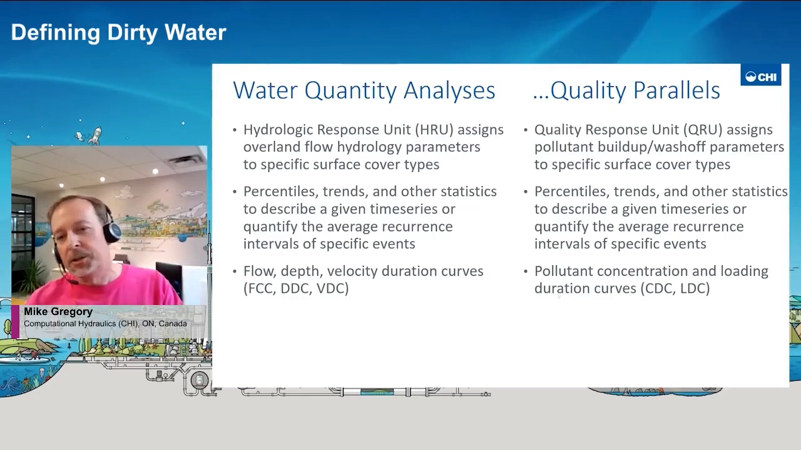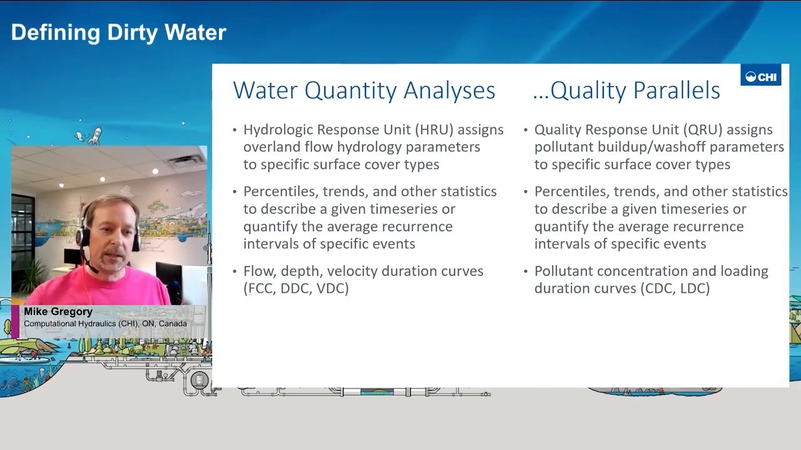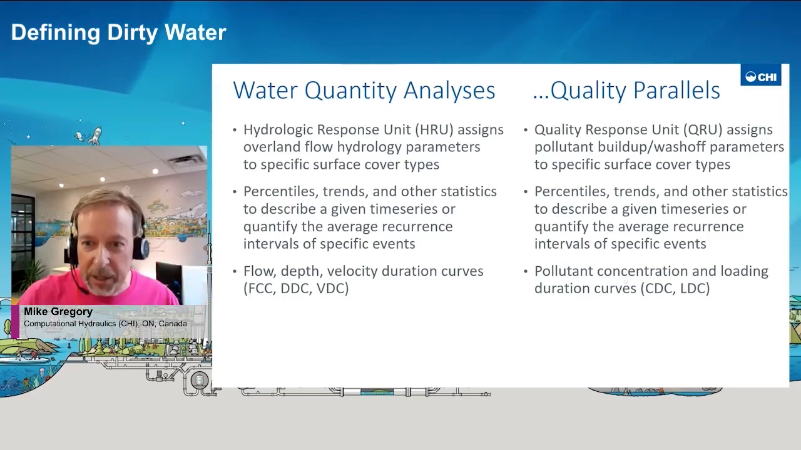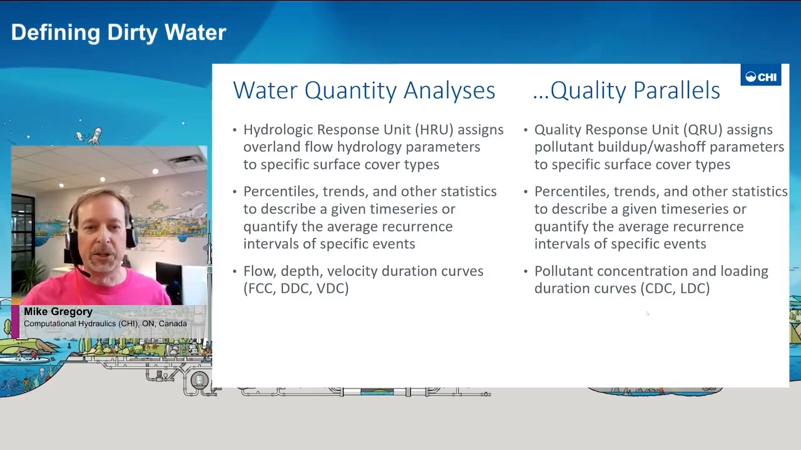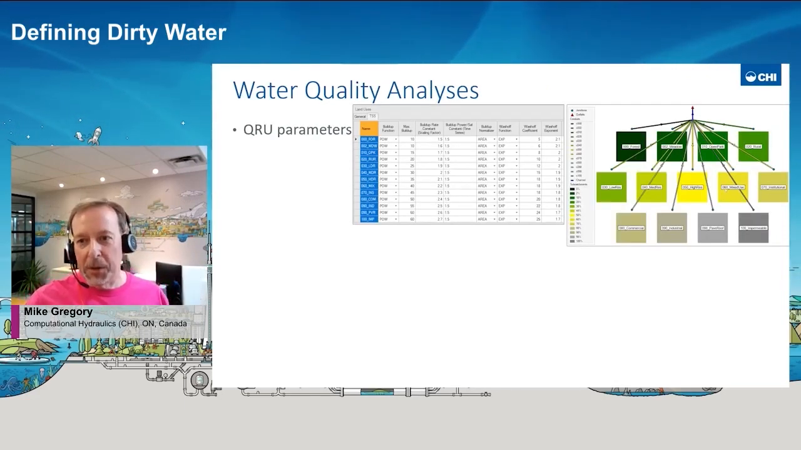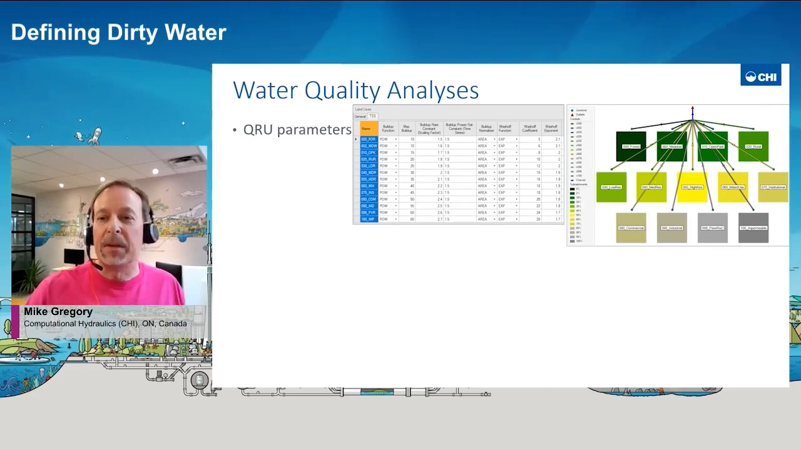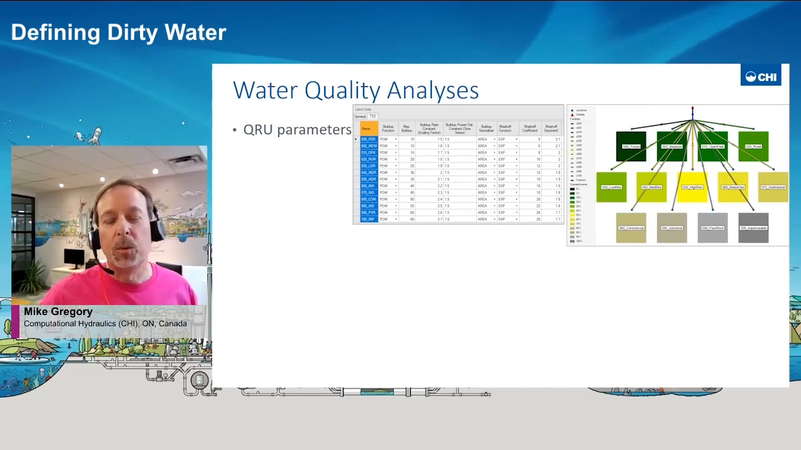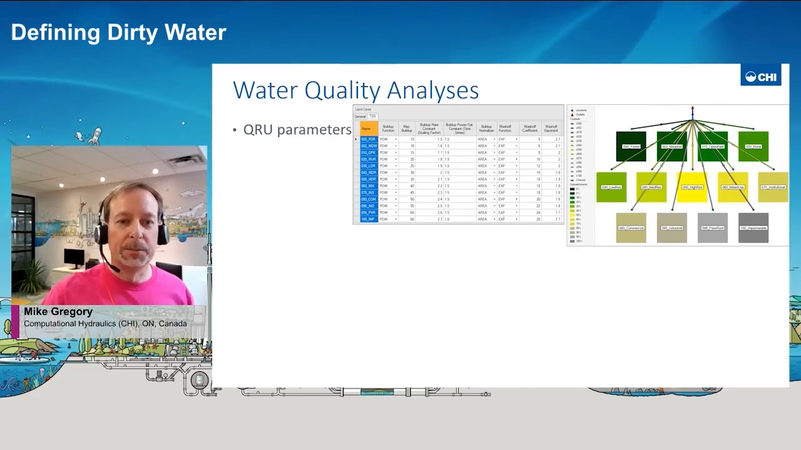And then I'm going to introduce two new types of curves. I talked about the flow, depth, and velocity duration curves. Well, now we have the pollutant concentration and the loading duration curves. So same as with the HRU, the QRU, you can have the exact same land surface cover types or land use, whatever you want, and then attach the different water quality parameters to those.